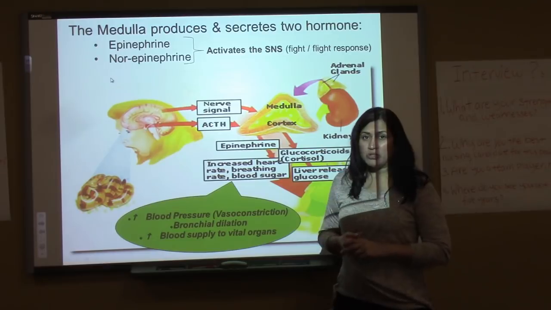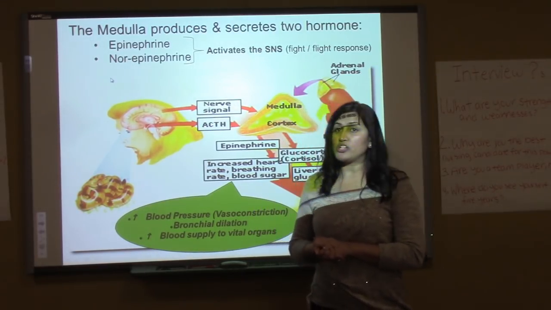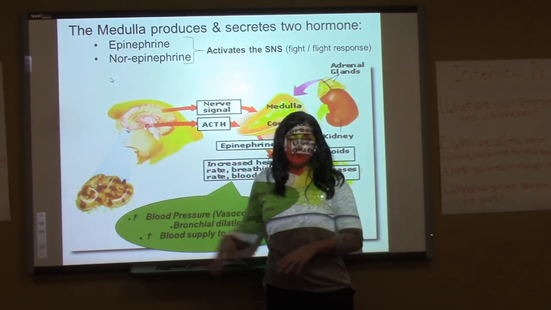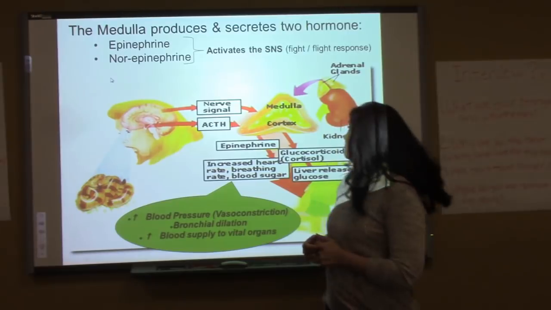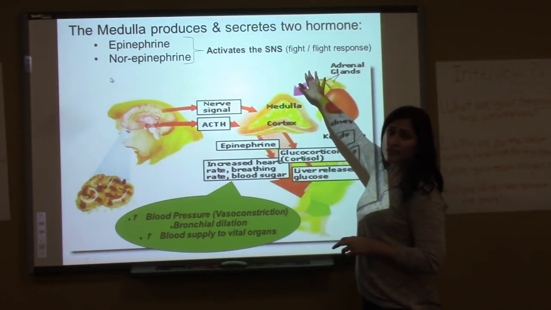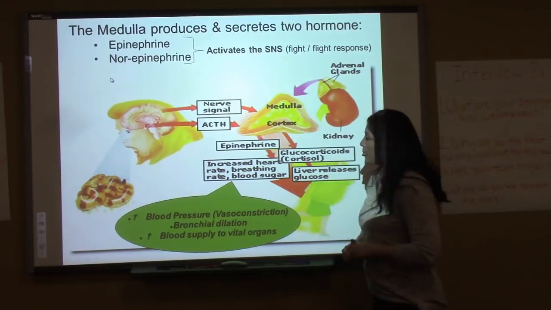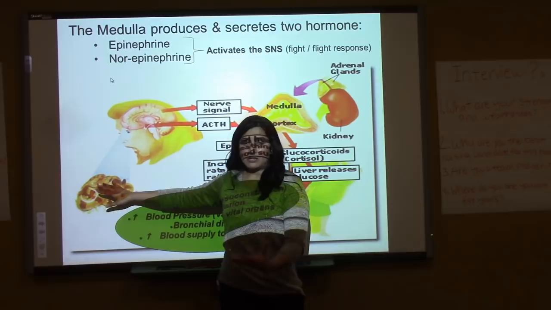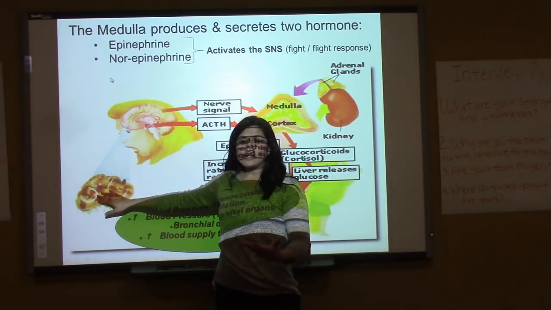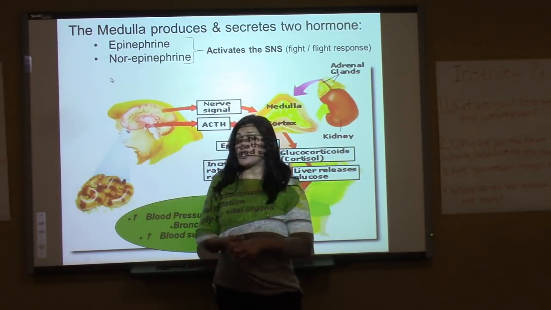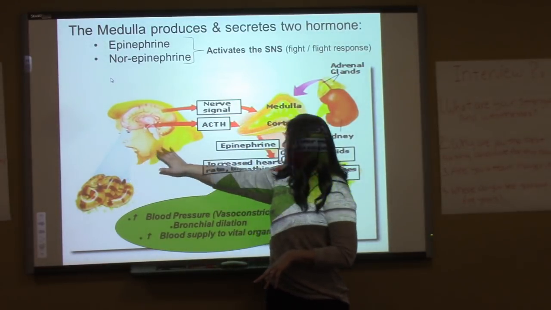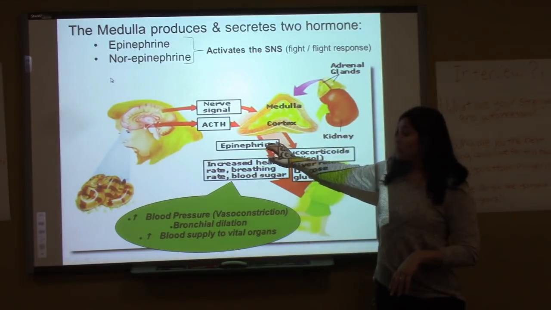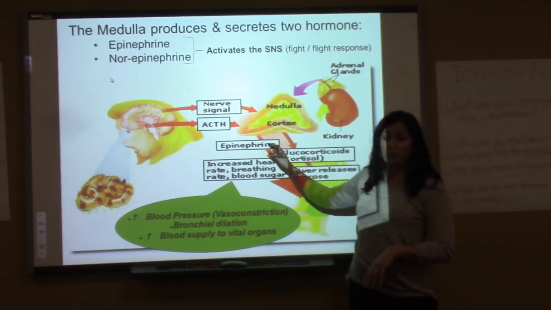So let's look at the adrenal medulla first, and then we'll come back and look at the adrenal cortex. The adrenal medulla produces epinephrine and norepinephrine. Basically, this is part of your sympathetic nervous system. Okay? So it activates your sympathetic nervous system, which is your fight or flight response. So for example, let's say this person sees a snake, and that is a stressful situation for them. As soon as they see it, it causes a nerve signal to the adrenal medulla to release epinephrine and norepinephrine.